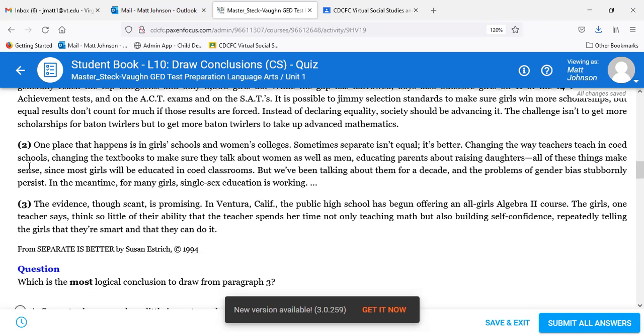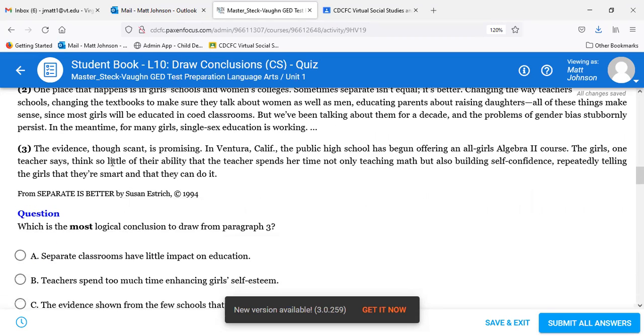"The evidence, though scant, is promising. In Ventura, California, the public high school has begun offering an all-girls Algebra 2 course. The girls, one teacher says, think so little of their ability that the teacher spends her time not only teaching math, but also building self-confidence, repeatedly telling the girls that they're smart and that they can do it." And that's an article called Separate is Better by Susan Estrich in 1994.